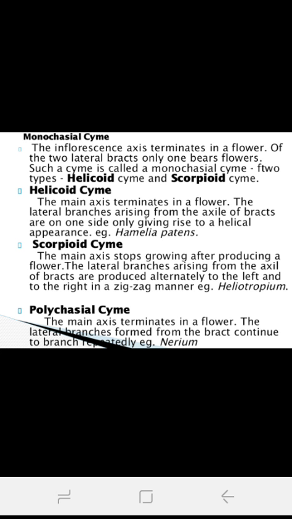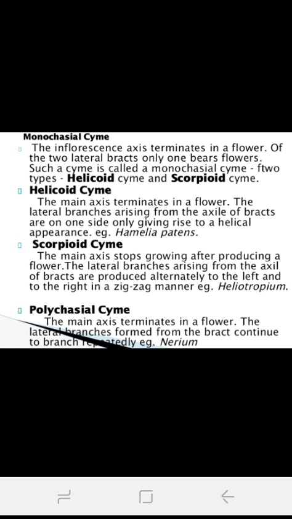Two types are there: helicoid cyme and scorpioid cyme. In helicoid cyme, the main axis ends in a flower. The lateral branch arises from the axil of the bract on one side. It gives rise to a helical appearance. All further developments are only on the one side, and finally you get a helical appearance. You can take the example of Hemelia. Actually it appears like a curved and unbranched inflorescence.